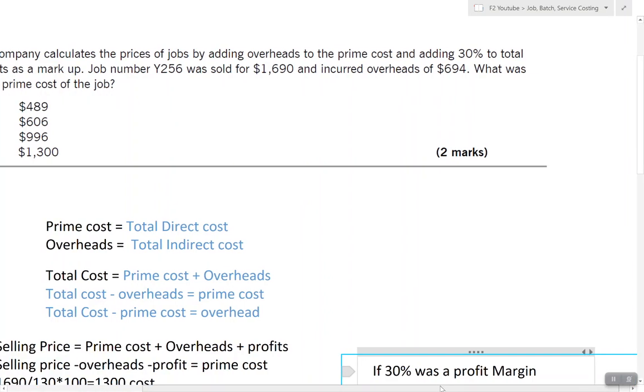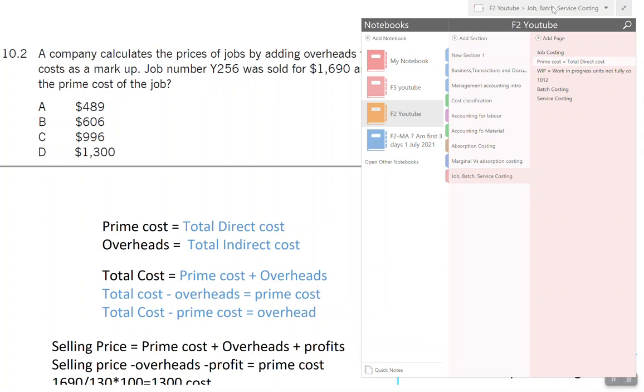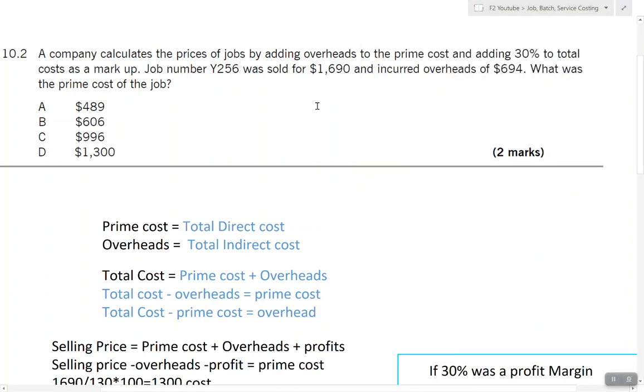So remember, if your answer is matching, it doesn't mean that your answer is correct. Because those answers that are there, they are also usually calculated in many different wrong ways that a student could answer it.